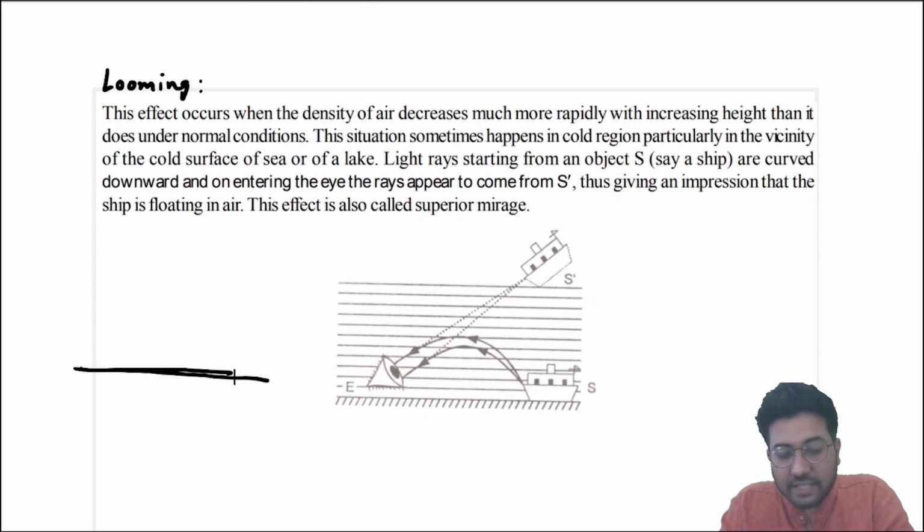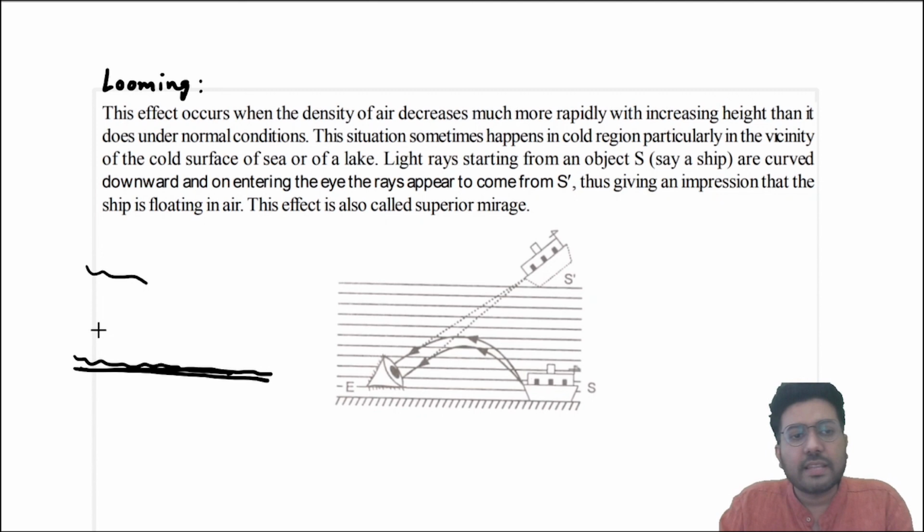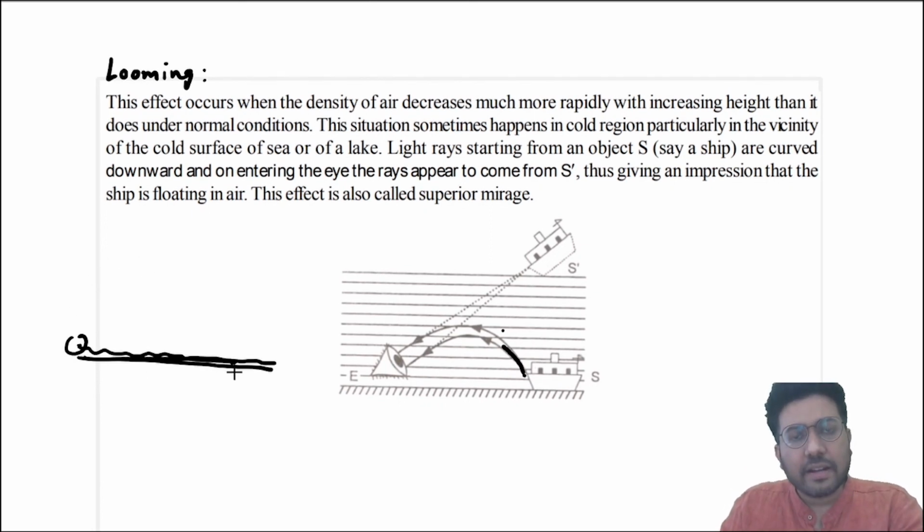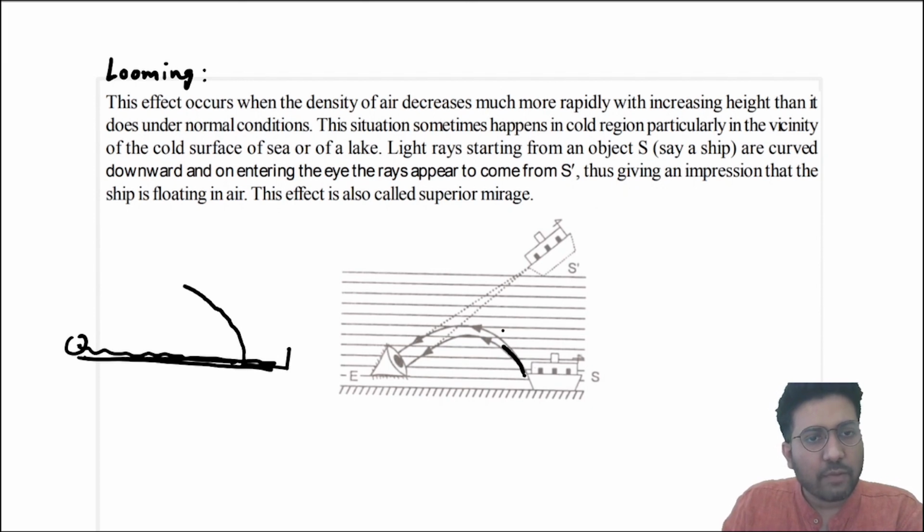If the climate is very cold, the sand or the surface will be very cold, and the air here will be very cold. If the air here is very cold compared to the above air, then this is less dense compared to this, because this is very cold, right? As the air near the surface has lower temperature, it is more dense. So when light travels from the surface upwards, it travels from a denser medium to a rarer medium, and it always bends away from the normal. At one point it starts to show TIR. Okay, so this happens in cold regions. So this process is called looming.